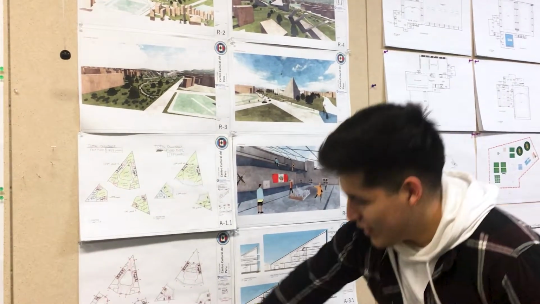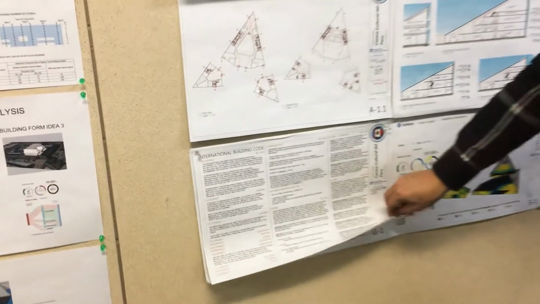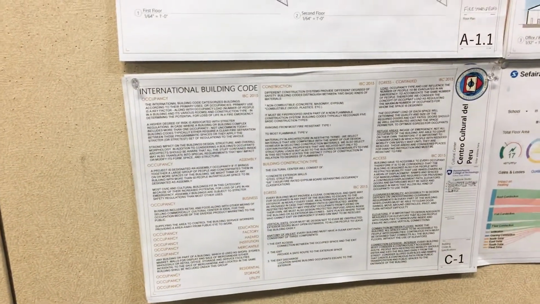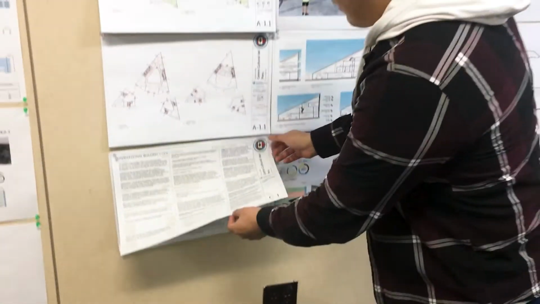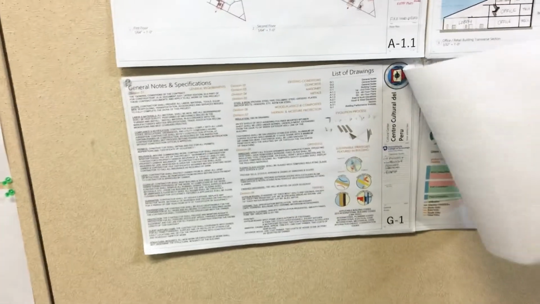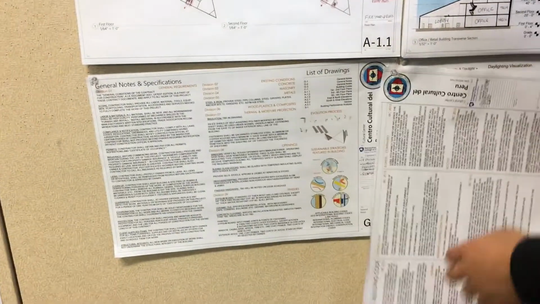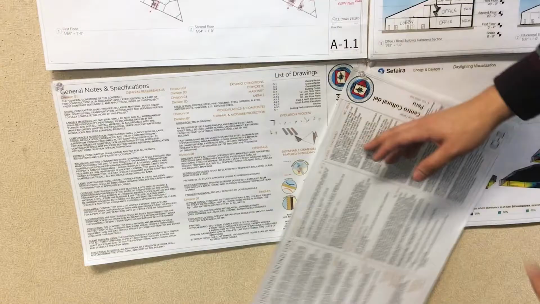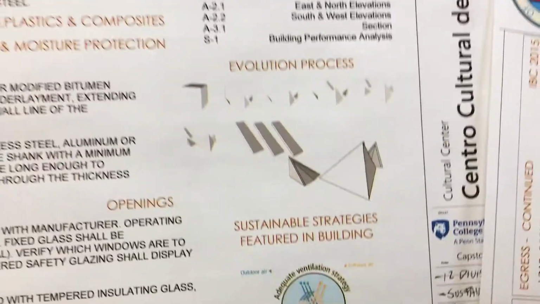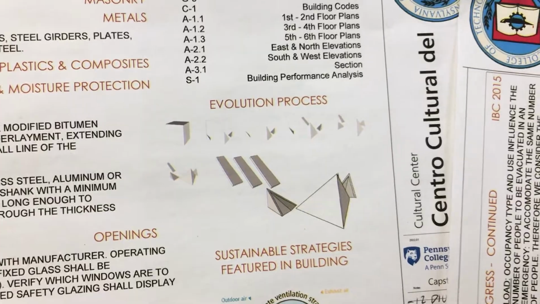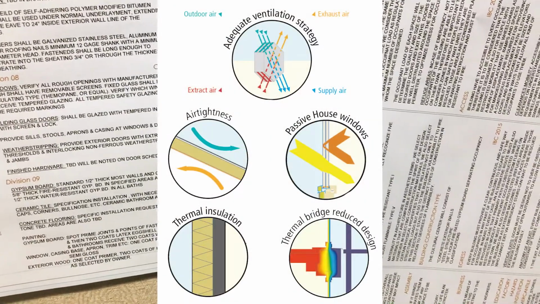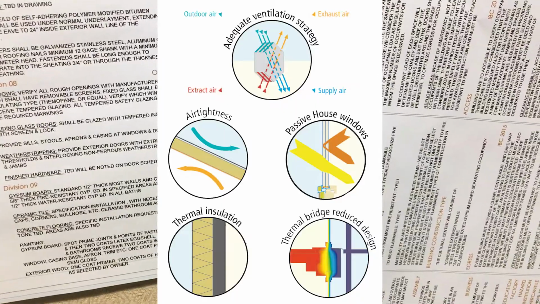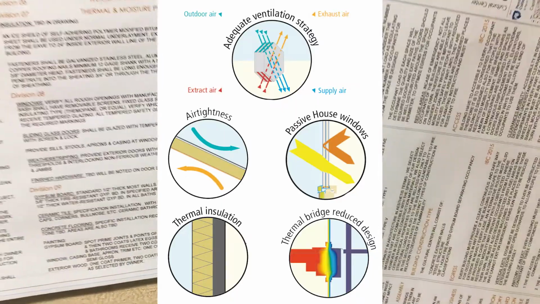And I did a bunch of code analysis, which you can see here. The International Building Code covers the type of assembly, type of construction, occupancy, egress, access, all that. Then I did specifications and notes, and also added onto an evolution diagram that I have. You can barely see it, but it goes from a square to forming the three triangles. There's also the sustainable diagram, including the insulation, passive windows, air tightness, thermal bridging reduction, and adequate ventilation, all the strategies.